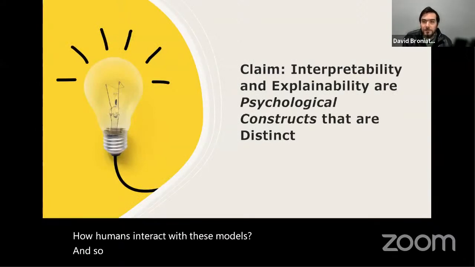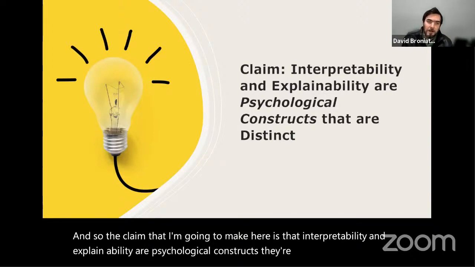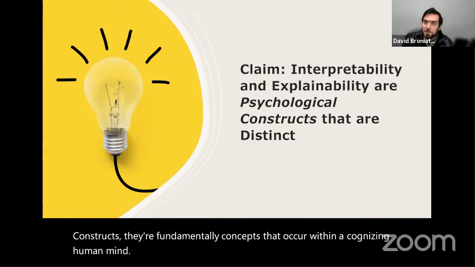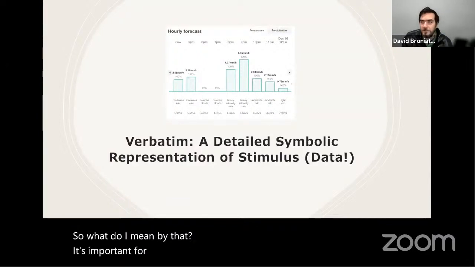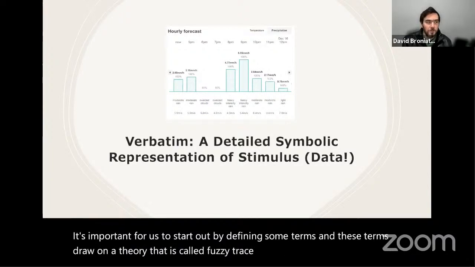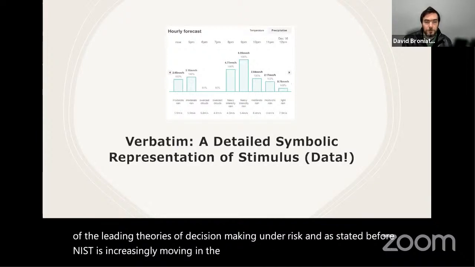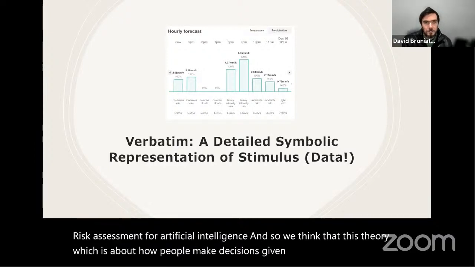And so the claim that I'm going to make here is that interpretability and explainability are psychological constructs. They're fundamentally concepts that occur within a cognizing human mind. And furthermore, they're distinct from one another. So what do I mean by that? Well, it's important for us to start out by defining some terms, and these terms draw on a theory called fuzzy trace theory. Fuzzy trace theory is one of the leading theories of decision-making under risk. And as was stated before, NIST is increasingly moving in the direction of formalizing risk assessment for artificial intelligence. And so we think that this theory, which is about how people make decisions given risk, is especially relevant.